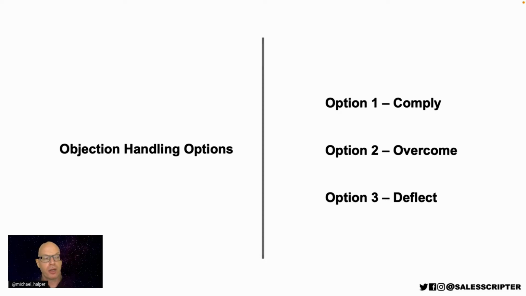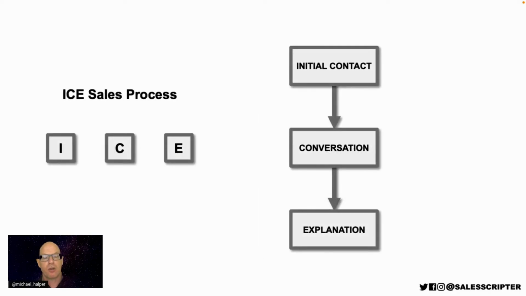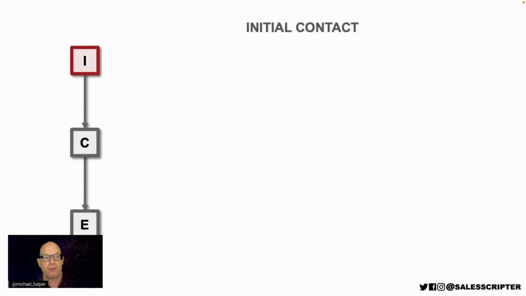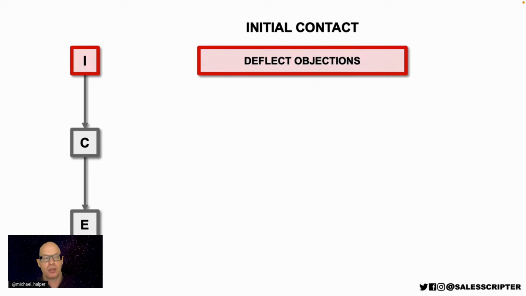Now, regarding when to overcome and when to deflect, let's go back to the sales process, because I think the sales process can tell us when to use each of those methods. And in a previous training module, we talked about the ICE sales process with the initial contact, conversation, and explanation. Now, a lot of the objections that you're going to face are in the initial contact step, which is when you're sending emails and when you're talking to a prospect for the first time. I personally believe that the objection handling method to use at this point is deflecting objections. So this is when you want to acknowledge them, brush them off a little bit, try to bounce off of them, and keep the conversation going.